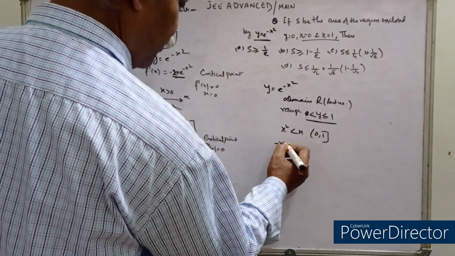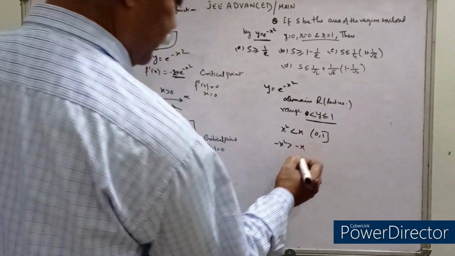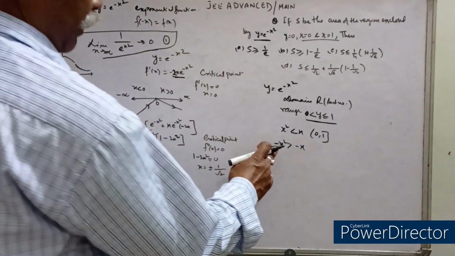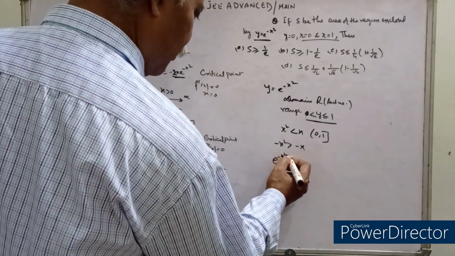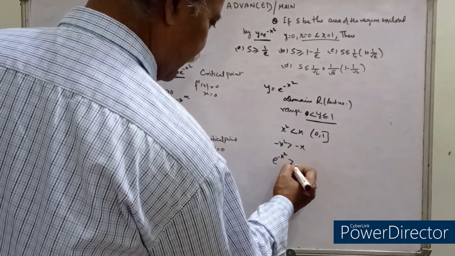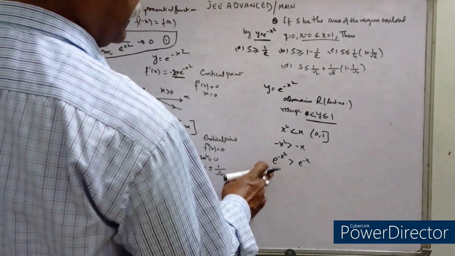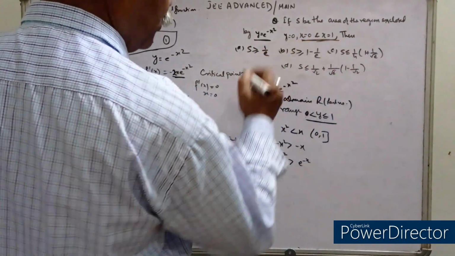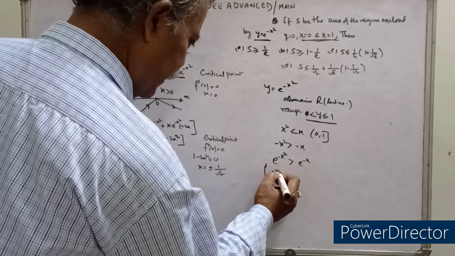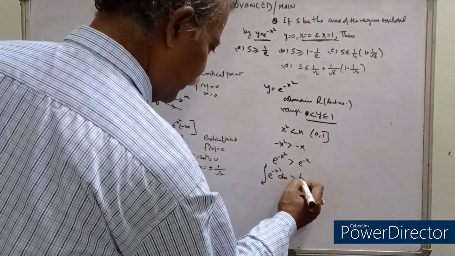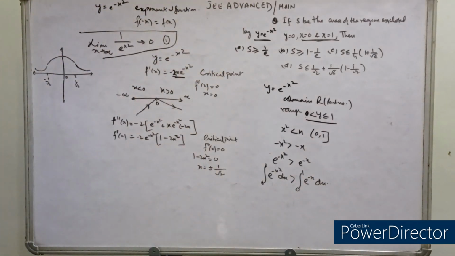So minus x square will be greater than minus x. So now e to the power of minus x square will be greater than e to the power of minus x. So the limit is given to you from 0 to 1: the integral from 0 to 1 of e to the power of minus x square dx is greater than the integral from 0 to 1 of e to the power of minus x dx.